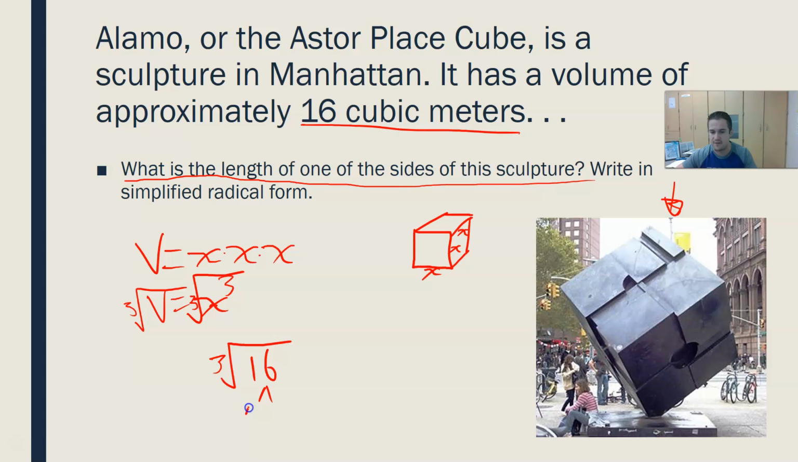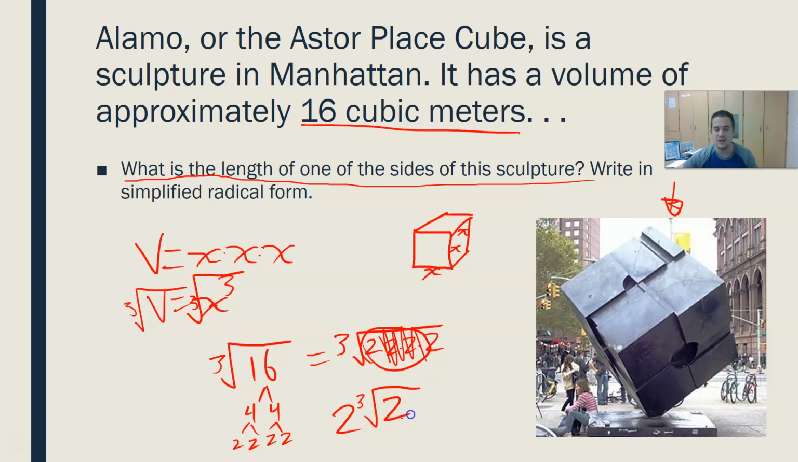Let me find its prime factors. 4 times 4, 2 times 2, 2 times 2. So that's the cube root of 2 times 2 times 2 times 2. Well, in a cube root number prison, you have to escape in groups of 3, but only one survives. So I am left with 2 on the outside of the cube root and 2 on the inside of the cube root. So 2 times the cube root of 2, that's going to be the length of one of these sides.